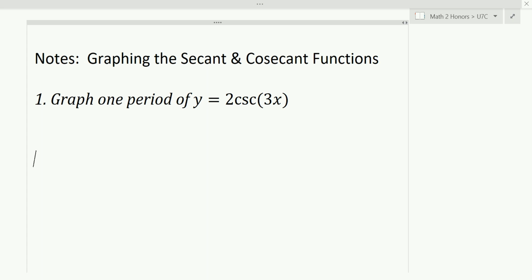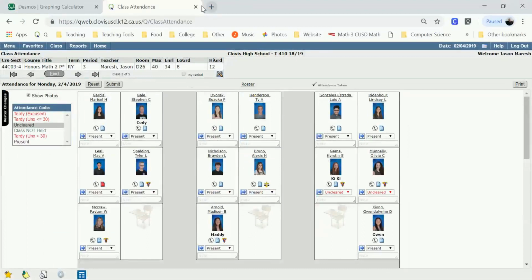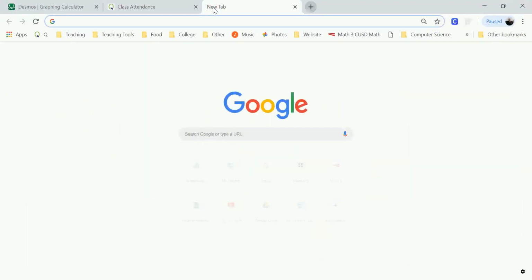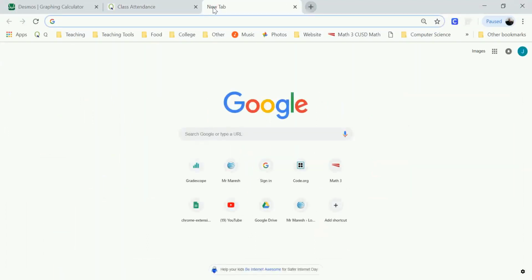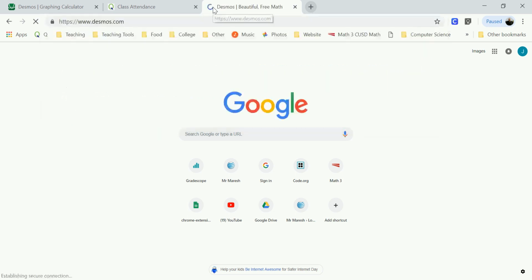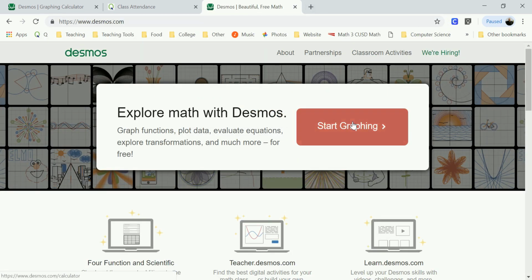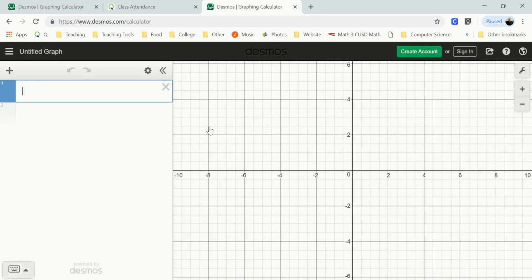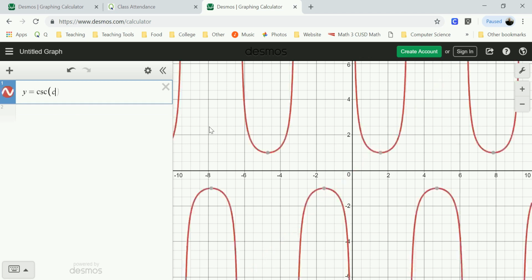But there's a few extra things we're going to add to it to get these graphs. Before we get into our notes, I want to show you what this looks like. I'm going to pull up a graphing program, and we're going to work through this real quick. I'm going to start with the cosecant function. So y equals the cosecant of x.